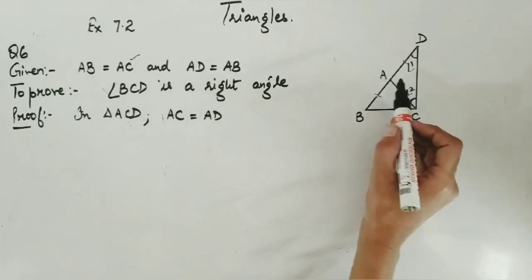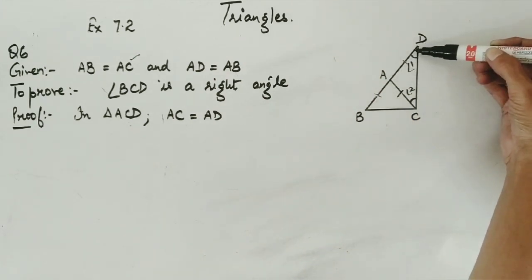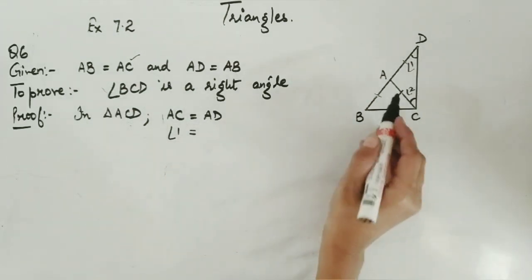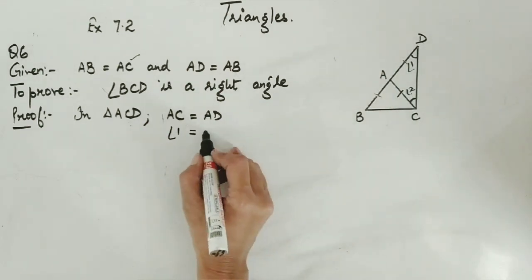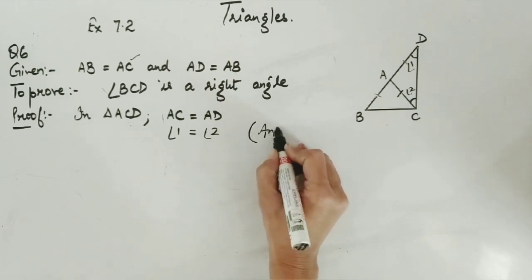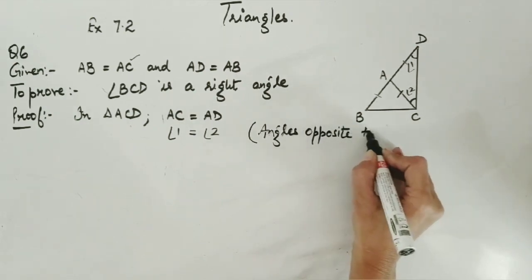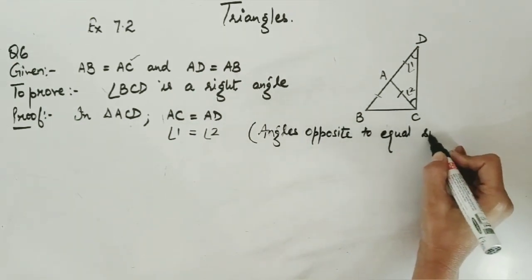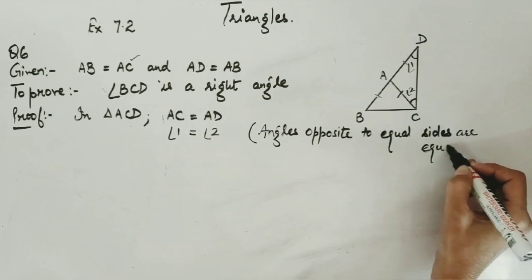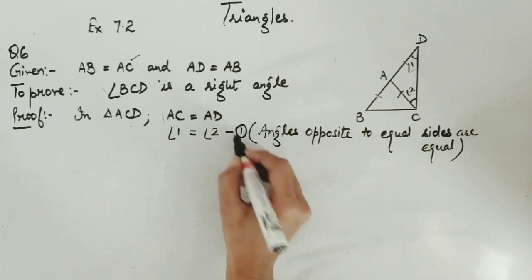Okay, if AB, AD are equal, angles opposite to these equal sides: AB's opposite angle is angle 1, side AD's opposite angle is angle 2. Give the reason for this. Angles opposite to equal sides are equal. So let this be equation number 1.